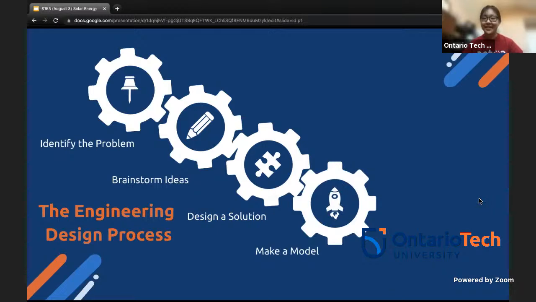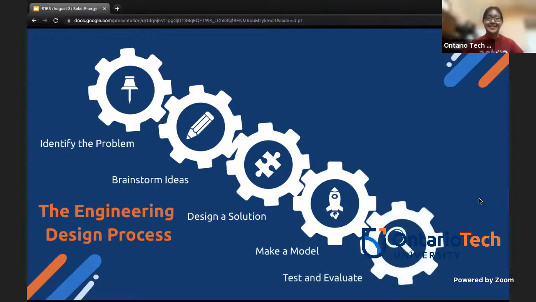Yep, Nathan and Jason got it. We are building a model. And we want to build a model because we don't want to start off by building a life-size version of it. And Nathan and Jason guessed it again. Test and evaluate is our last stage.